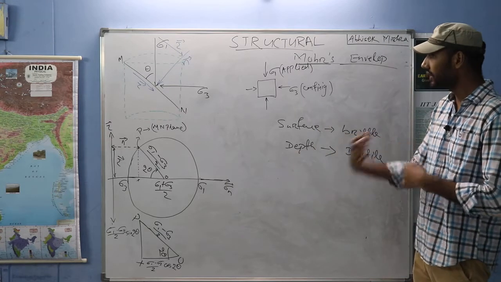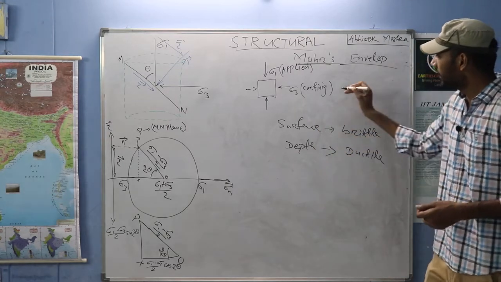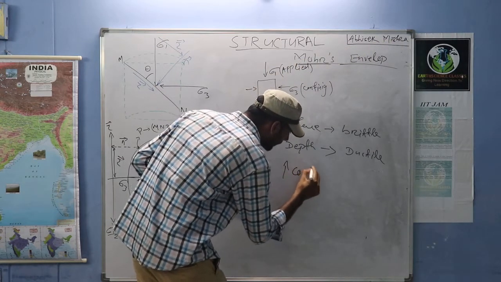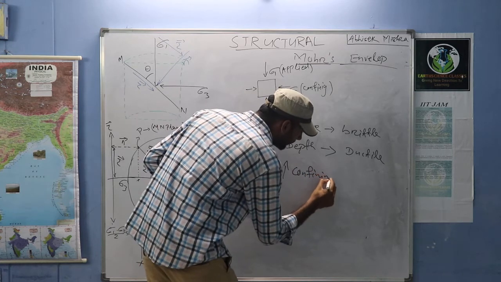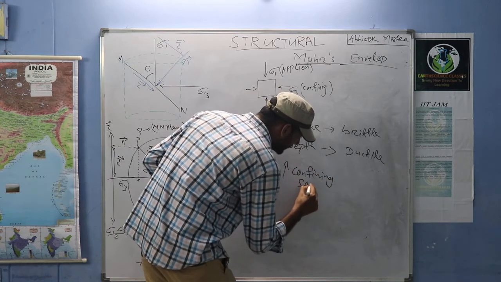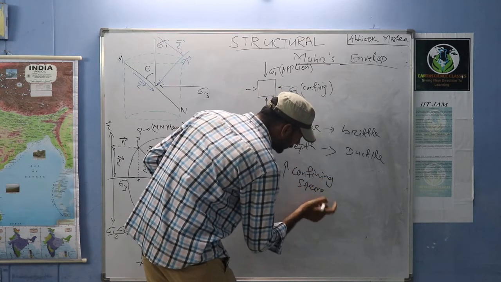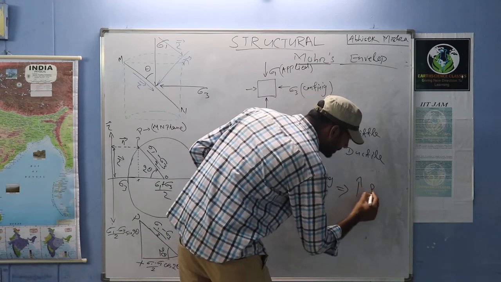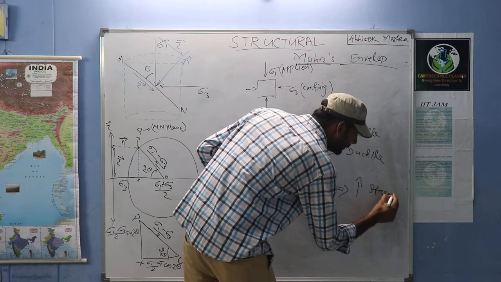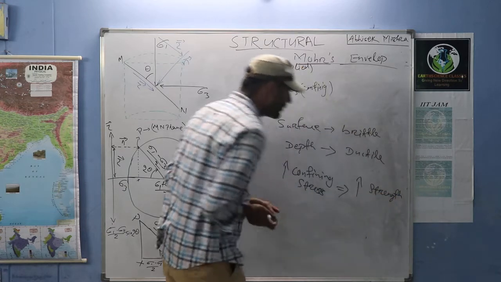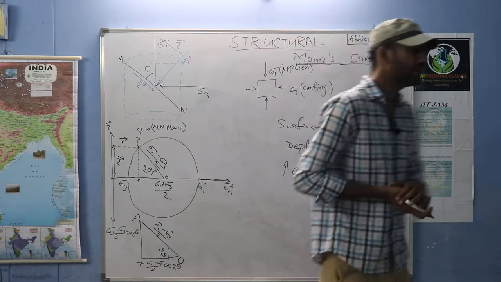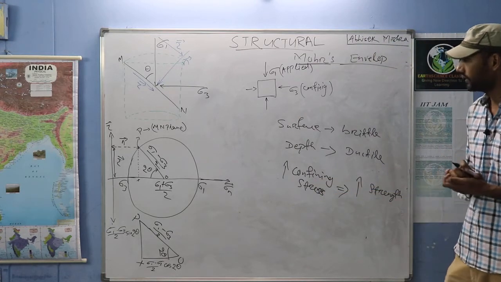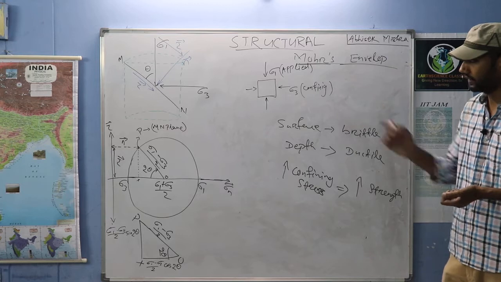That means I am increasing the confining stress. Increase in confining stress will increase the strength of the rock. That's why it is behaving like ductile, right? The increase in confining stress will increase the strength of the rock, the strength of the material.